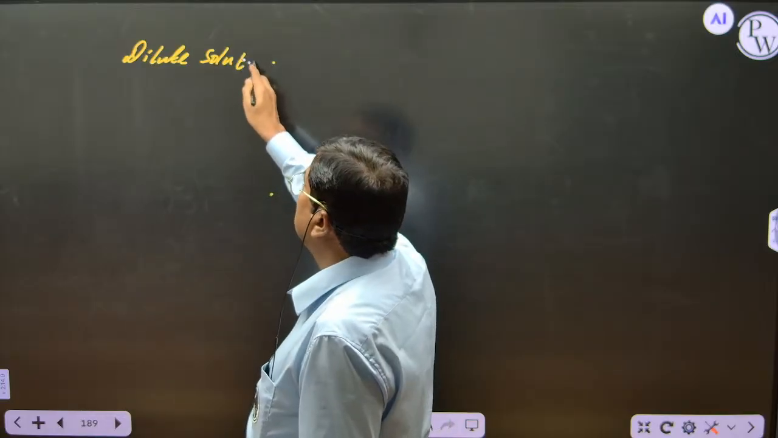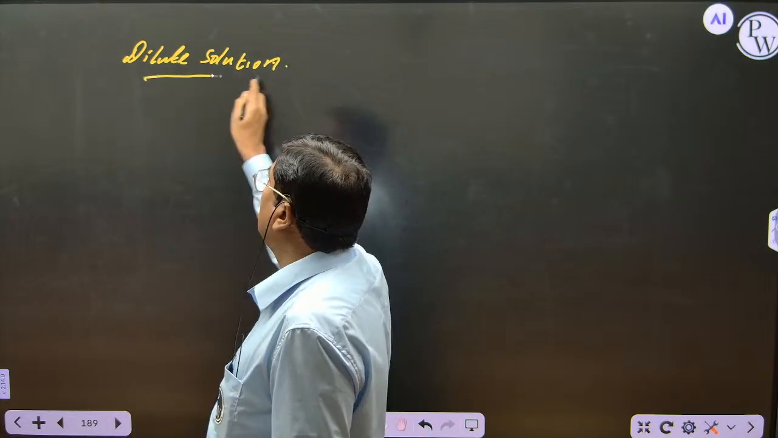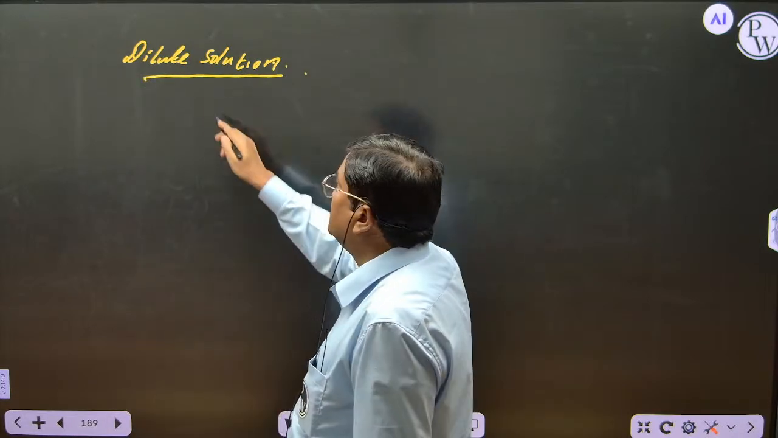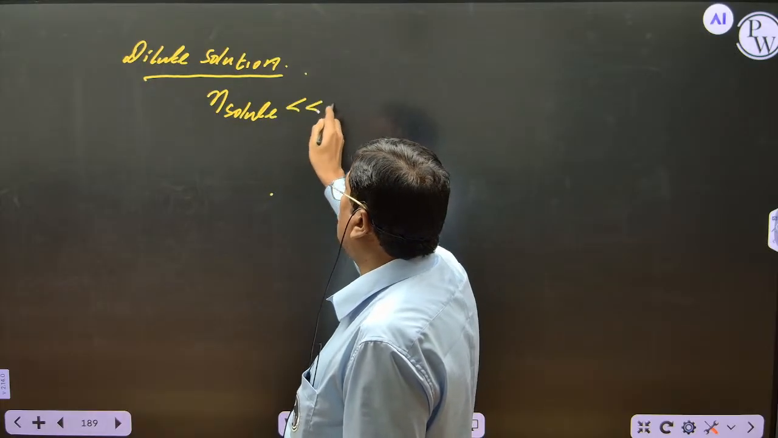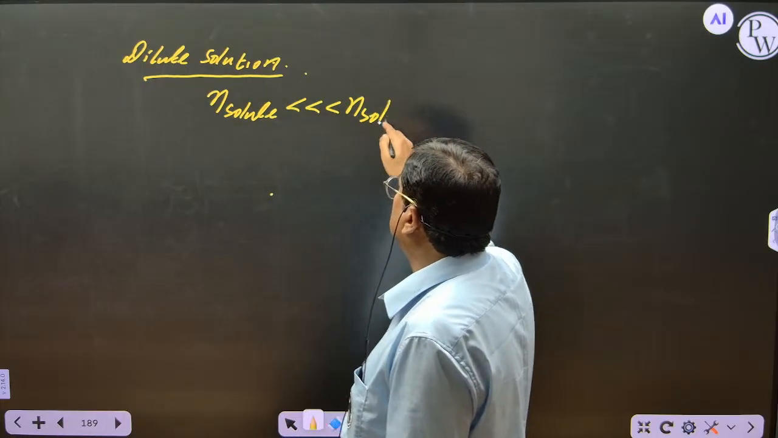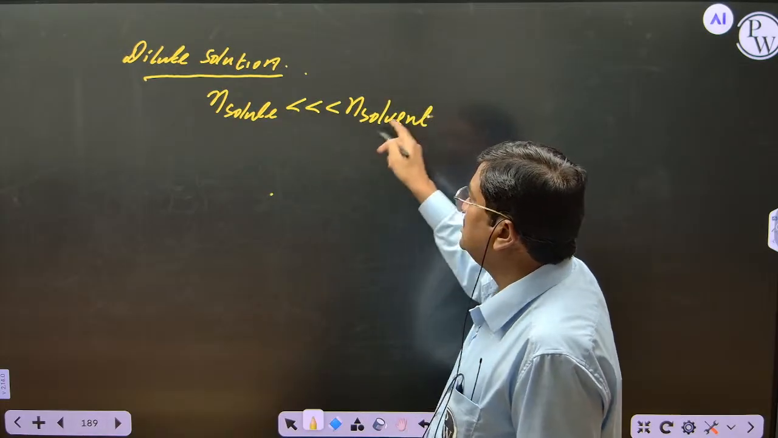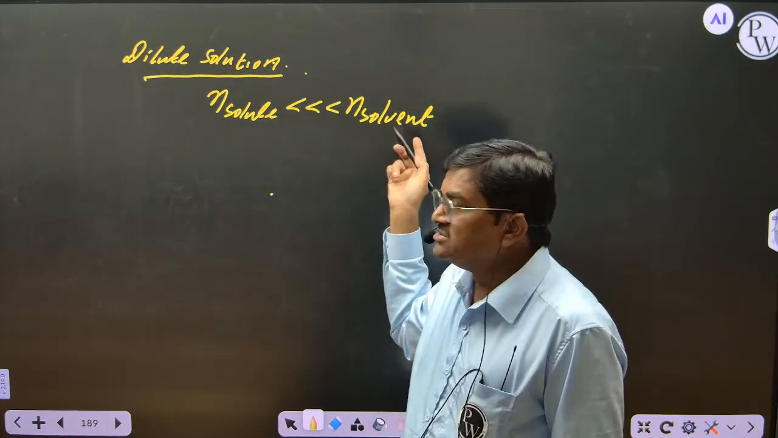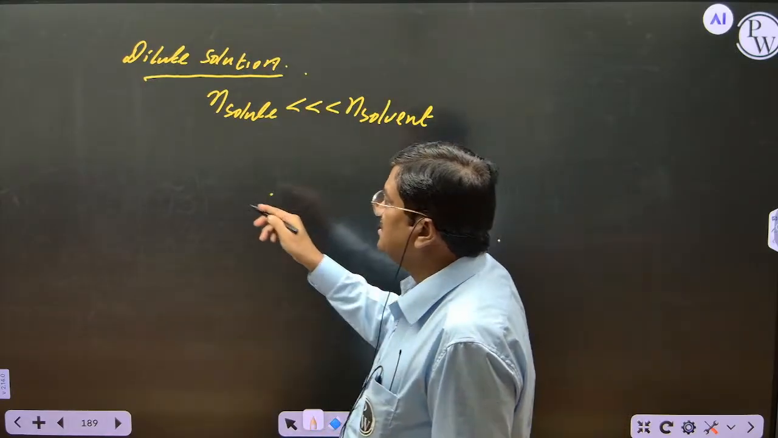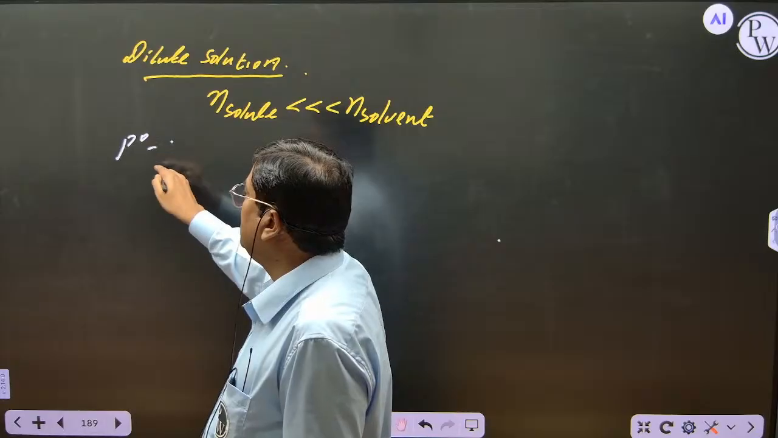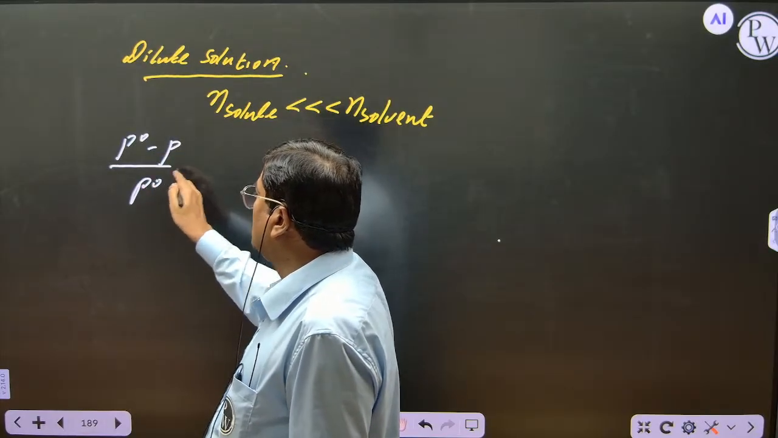Let us take the solution as dilute. Now what is the relation we took? That means the number of moles of solute will be very less compared to the number of moles of solvent, assuming the solute is very small in amount compared with the solvent. Now what is that relation we wrote? P naught minus P by P naught is equal to what we wrote?